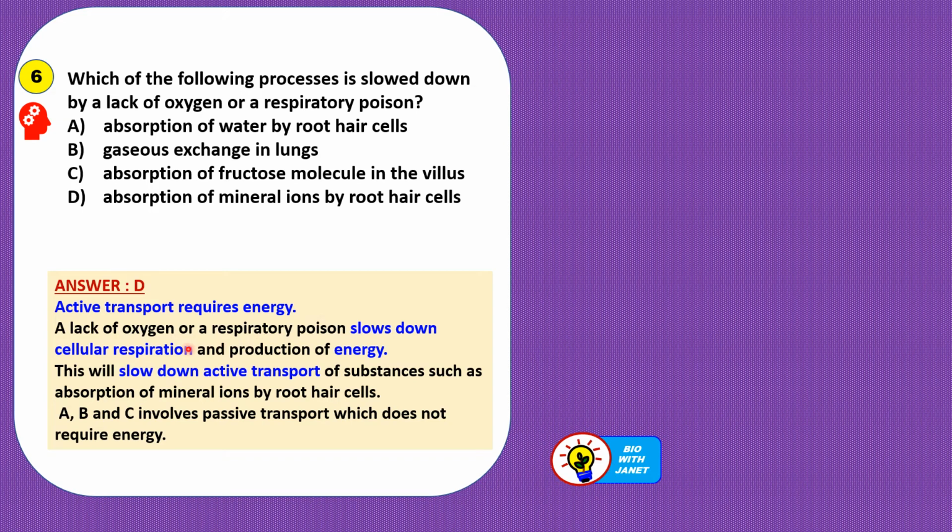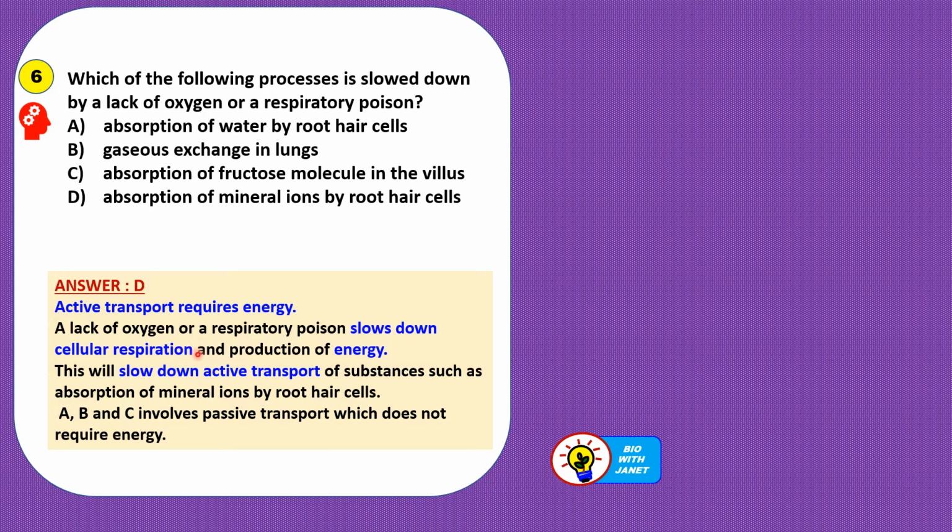And when there's a lack of oxygen or respiratory poison in the cell, it slows down cellular respiration. A respiratory poison is a substance that will slow down cellular respiration in a cell. So it's dangerous for the cell. And a lack of oxygen also causes cellular respiration to slow down, because oxygen is needed for cellular respiration, according to the equation GO-WEC: glucose plus oxygen produces water, energy, and carbon dioxide, right?